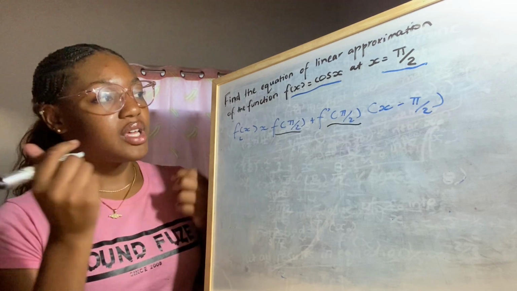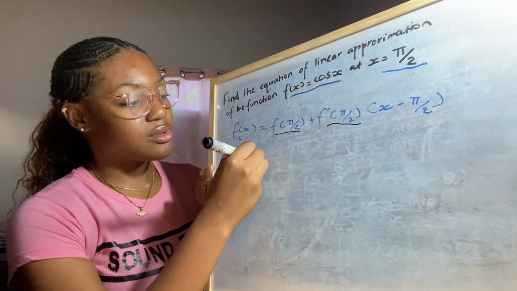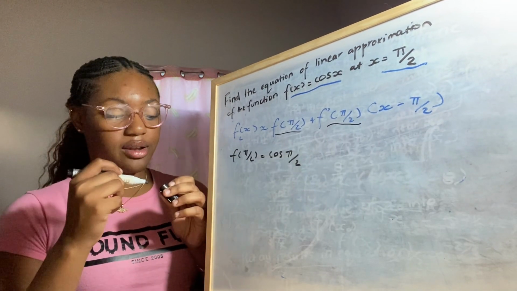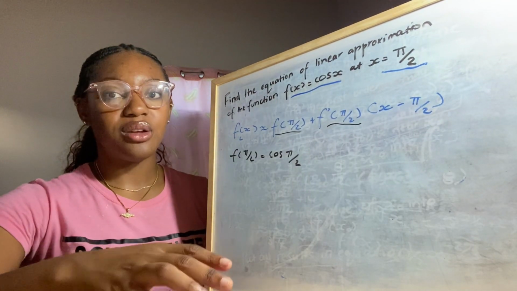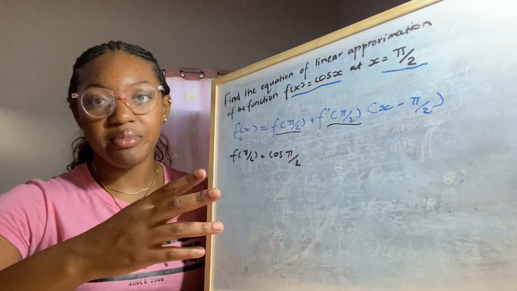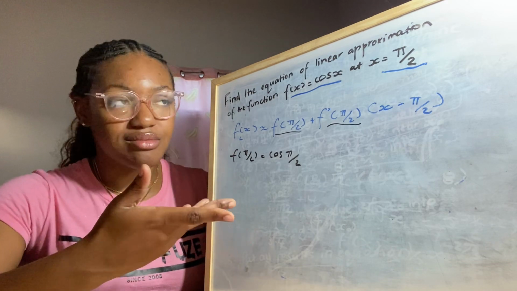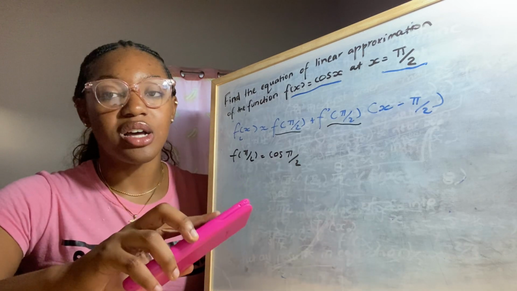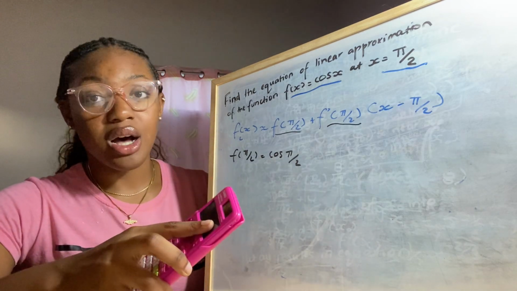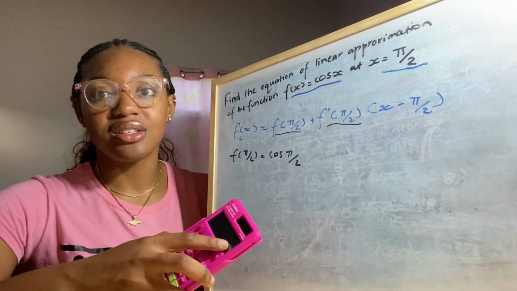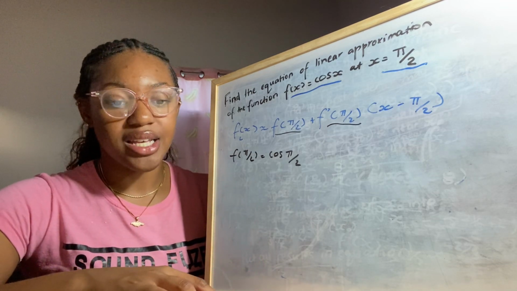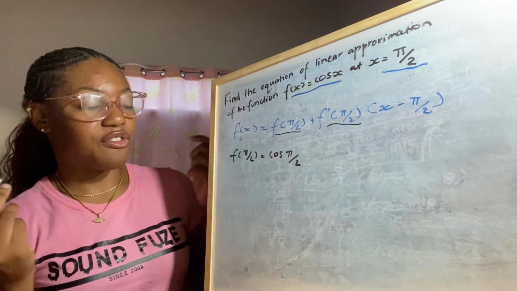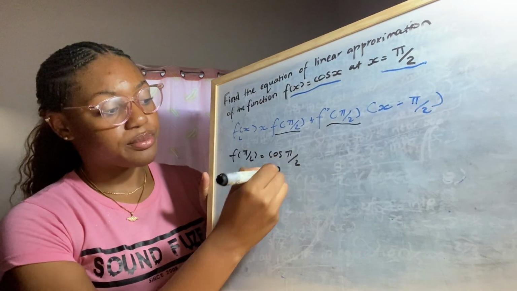So what we're going to have is f of pi by 2 is equal to cos pi by 2. And when you're working with pi, radians basically, because pi by 2 is radians, you have to put your calculator in radians. So just remember that. So cos pi by 2 is the same thing as saying cos 90, and cos 90 is simply 0. So that's the value of f of pi by 2. So that would be 0.